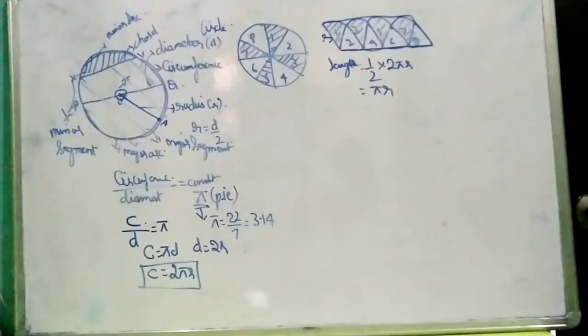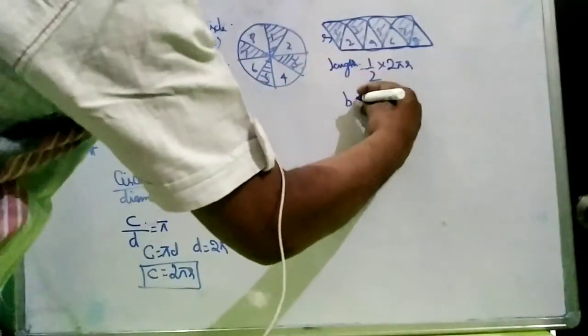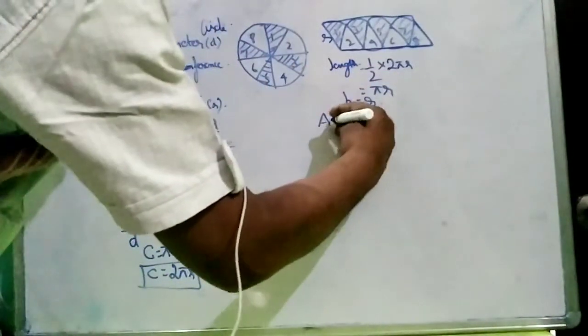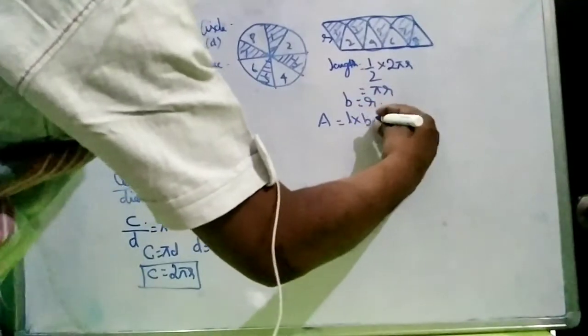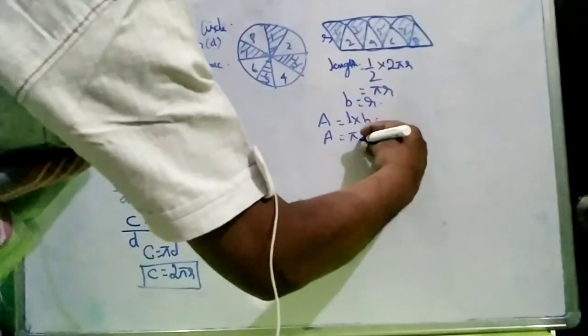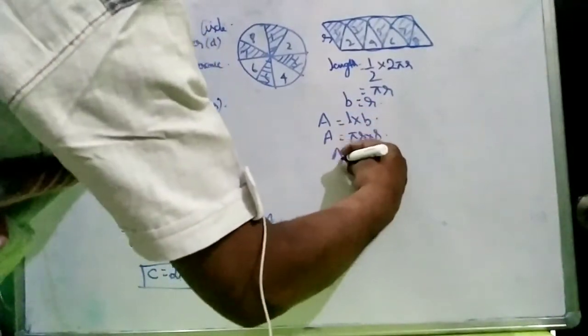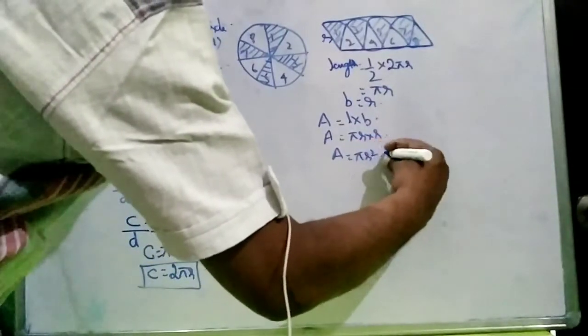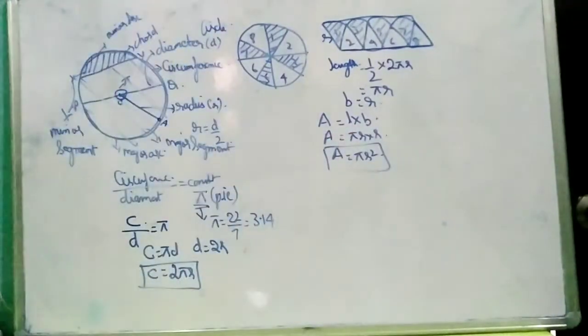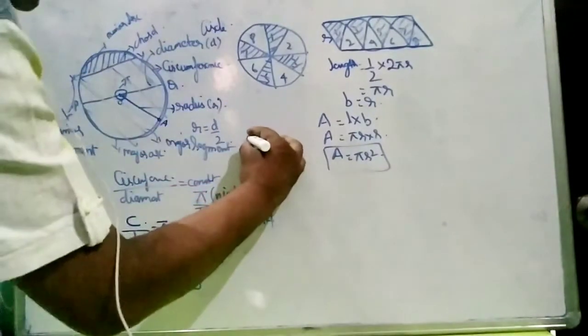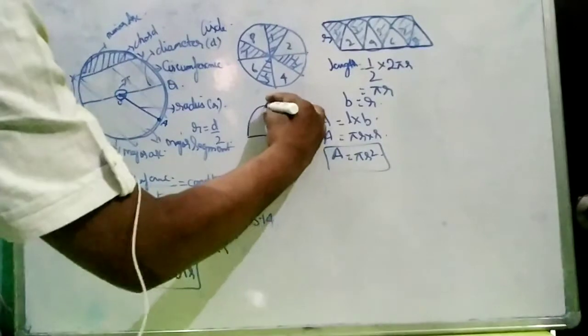Breadth is equal to r, and the formula for the area of a rectangle is length into breadth. So area is equal to pi r into r. That's why the area of a circle becomes pi r square. Is this clear? Now if we have to find out the area of a semicircle, this is a semicircle.